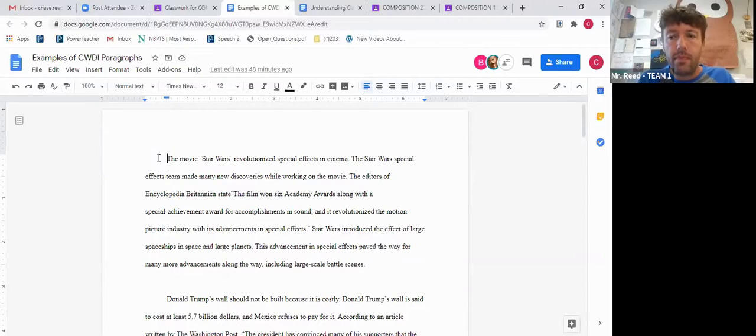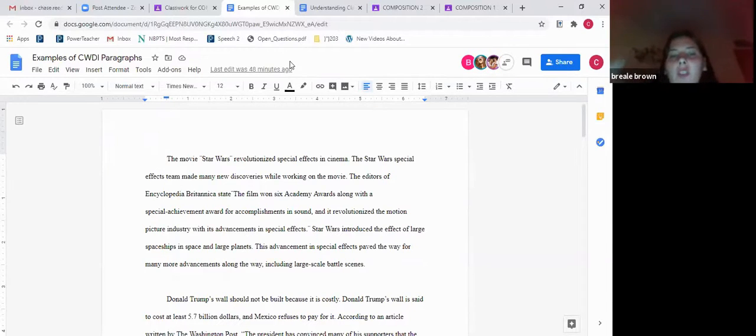The movie Star Wars revolutionized special effects in cinema. The Star Wars special effects team made many new discoveries while working on the movie. The editors of Encyclopedia Britannica state the film won 6 Academy Awards along with Special Achievement Award for accomplishments in sound, and it revolutionized the motion picture industry with its advancements in special effects. Star Wars introduced the effect of large spaceships in space and large planets. This advancement in special effects paved the way for many more advancements along the way, including large-scale battle scenes.